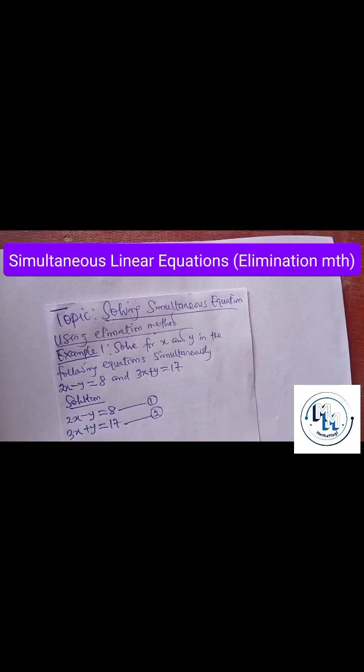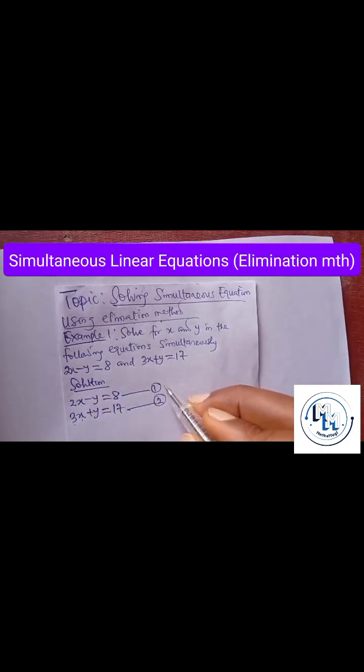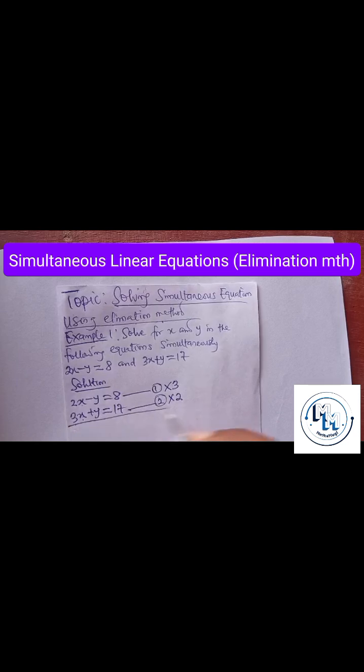If you check the x in both the first and second equation, the first one has 2 as its coefficient, the second one has 3 as its coefficient. It means that you're going to multiply equation 1 by the coefficient of x in equation 2, which is 3. Multiply the whole thing here by 3, multiply the whole thing here by 2. Now let's see what we're going to have.